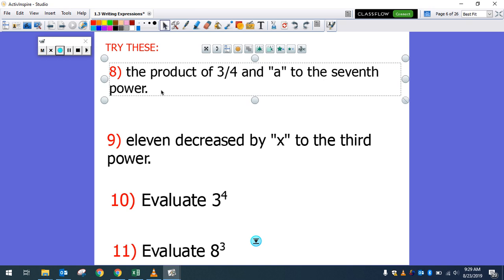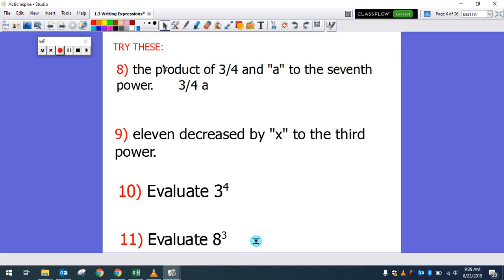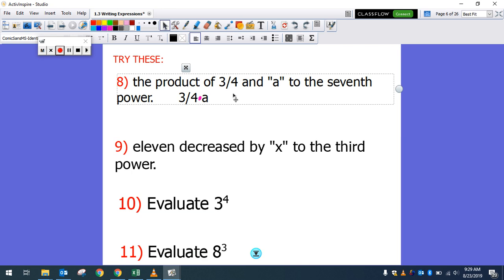The product. Product means multiply. So this is going to be 3/4 times a. So you could put 3/4 a, or if you like to use the dot, you could put the little dot in between there. 3/4 times a. To the 7th power, that means your little exponent is going to be a 7.